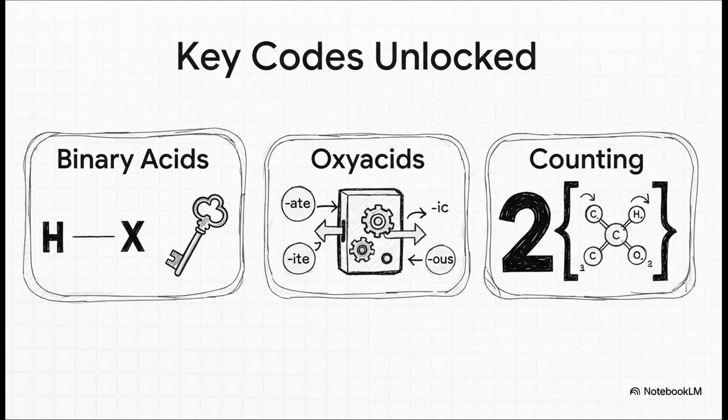For those simple binary acids, it's the hydro-ic acid rule. For the more complex oxyacids, just remember our silly phrase, ate becomes ic and ite becomes ous. And for counting atoms in any formula, you just multiply. The big coefficient times all the little subscripts. And don't forget that brackets multiply whatever's inside them.